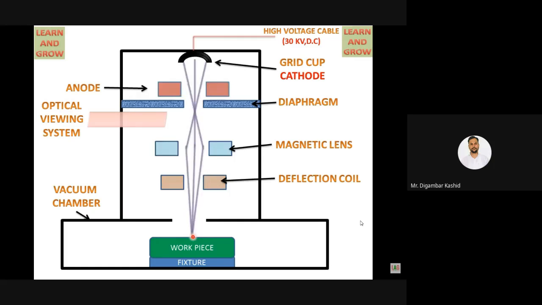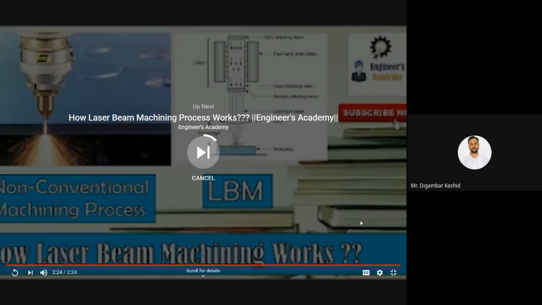See, the small diameter electron beams are bombarded on your workpiece. Whatever high velocity stream of electrons is there will bombard your workpiece, and through that bombardment kinetic energy is going to convert into heat energy. Due to that heat energy the temperature of your workpiece surface will increase, and through that rise in temperature melting and vaporization action will take place, and due to that material removal will take place from your workpiece.